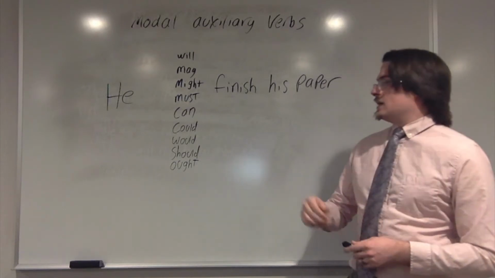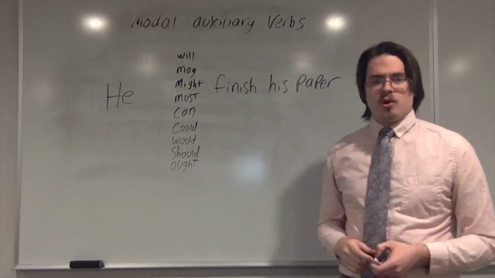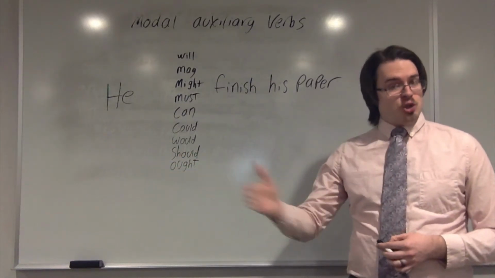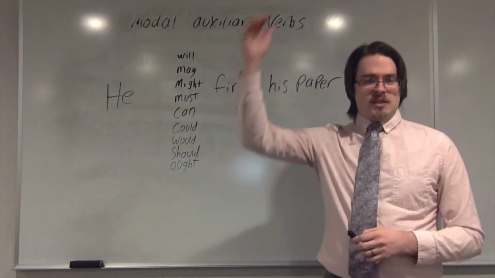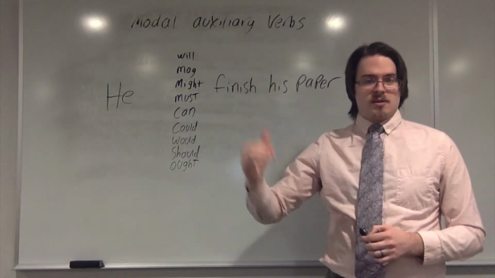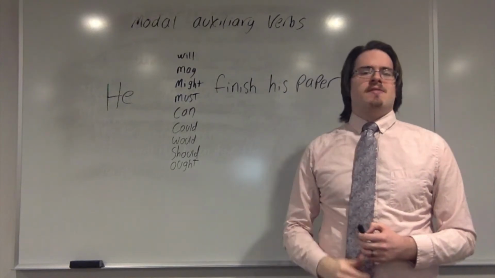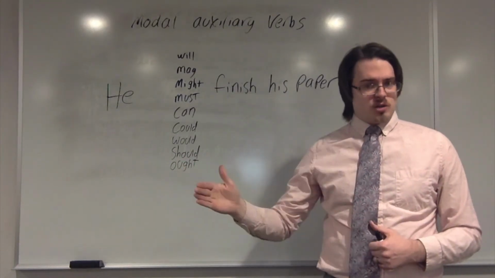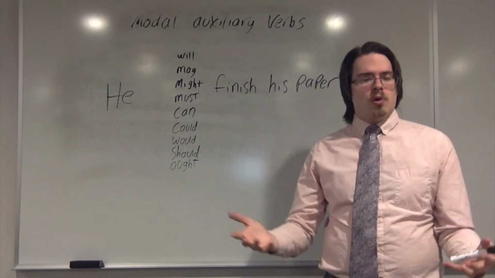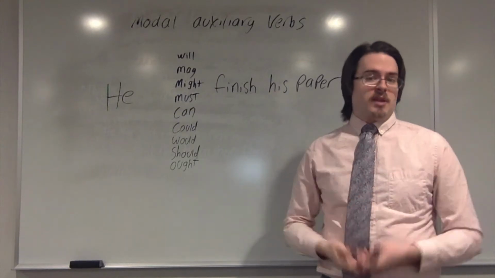Versus once again, he should finish his paper, or he ought to finish his paper, goes back to that expectancy. He should do it. He ought to do it. Versus the level of certainty, he will, he may, or he might. And so you can see, using different auxiliary verbs, we can convey different levels of certainty and different levels of expectation. And so using these appropriately will help us be able to communicate more effectively.